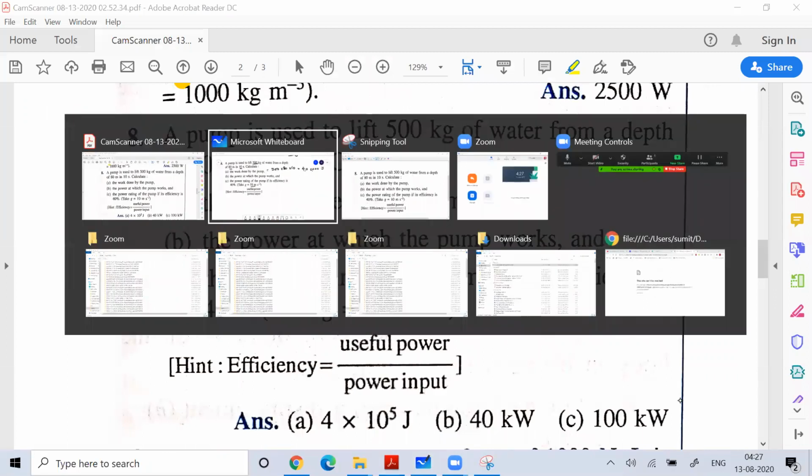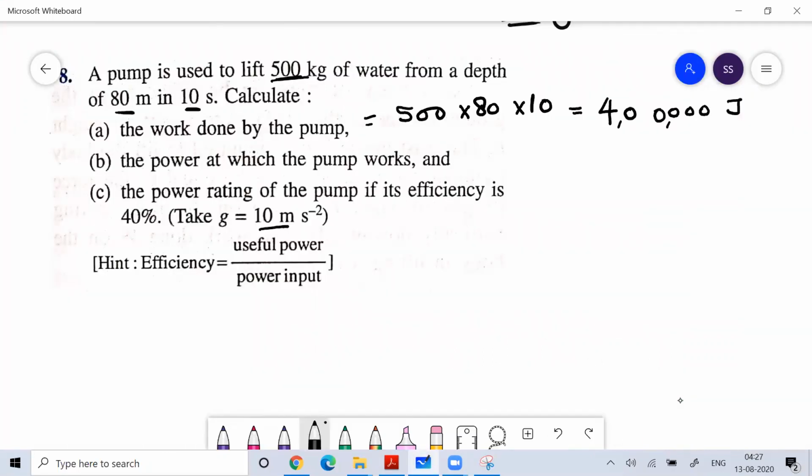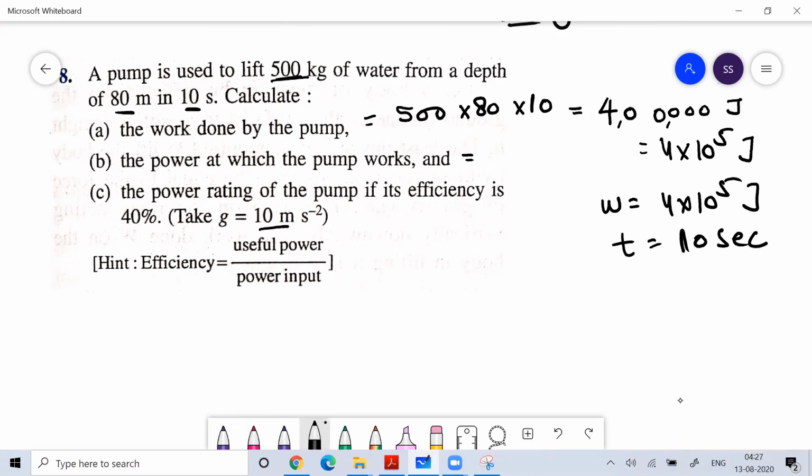So that is 40, then 1 2 3 4, then 1 zero is already there. Total 5 zeros are there: 4 into 10 to the power 5 joule. Then when I ask what is the power at which the pump works, the power is work done by time taken. Your work done is 4 into 10 to the power 5 joule, and the time is given to you, 10 seconds. So you can find the power.